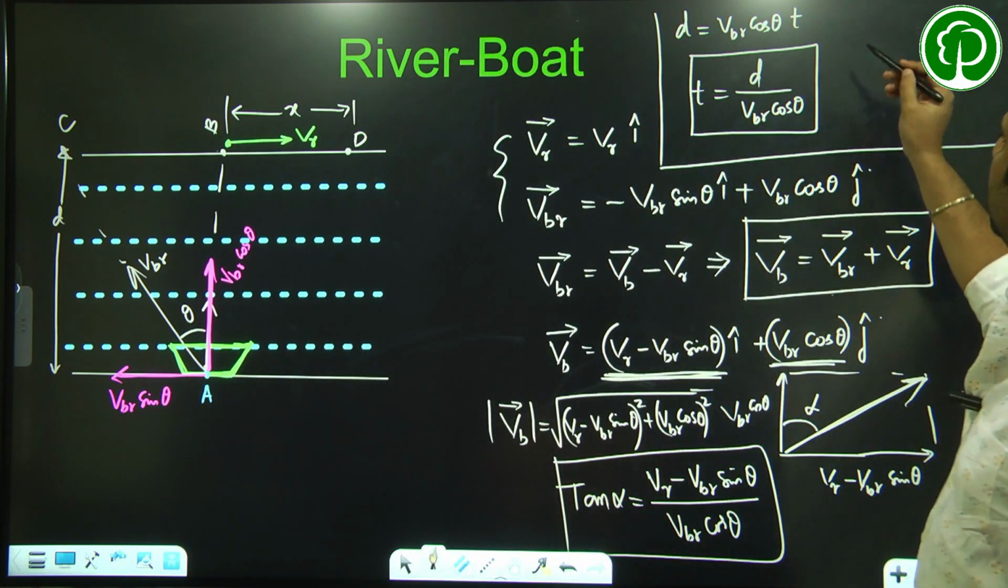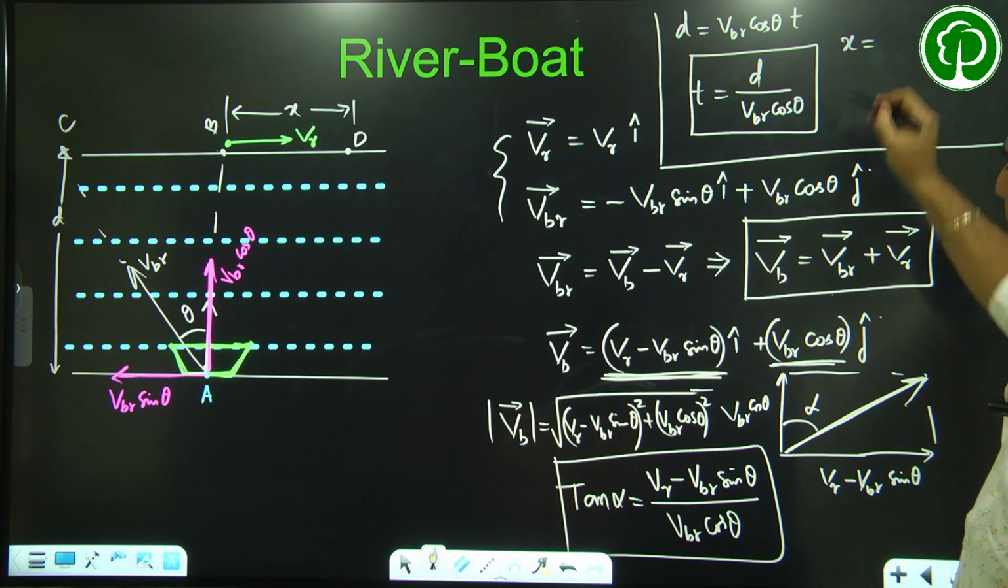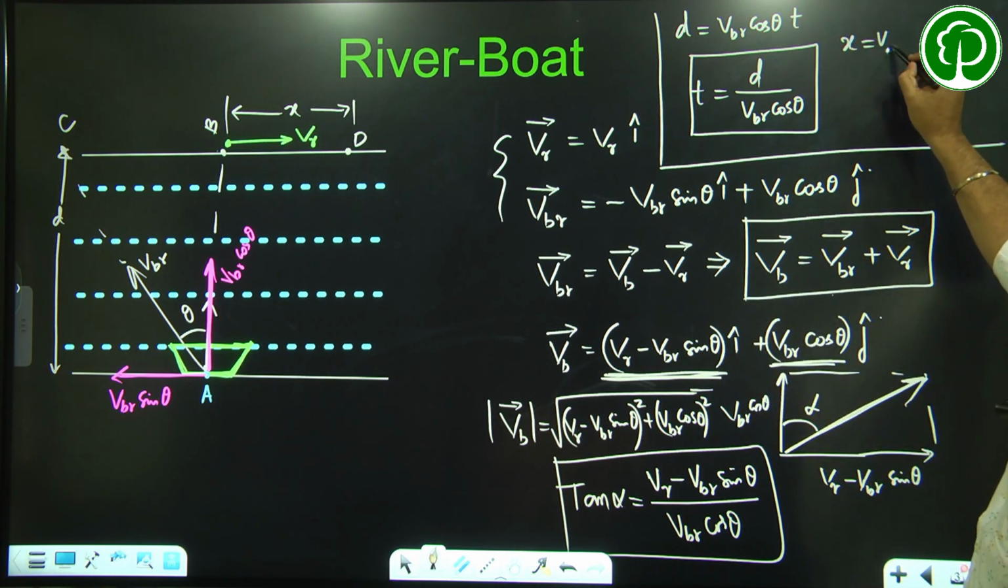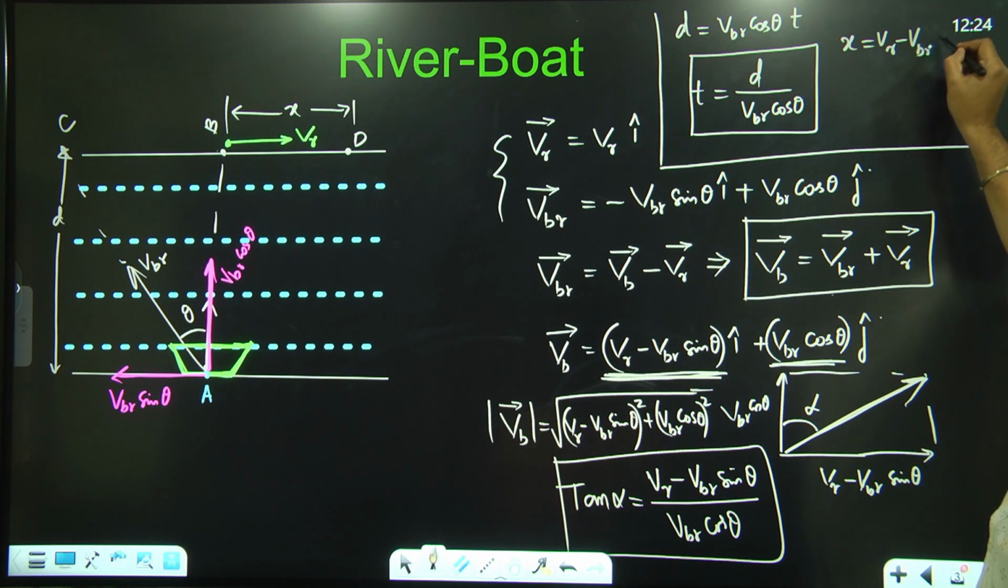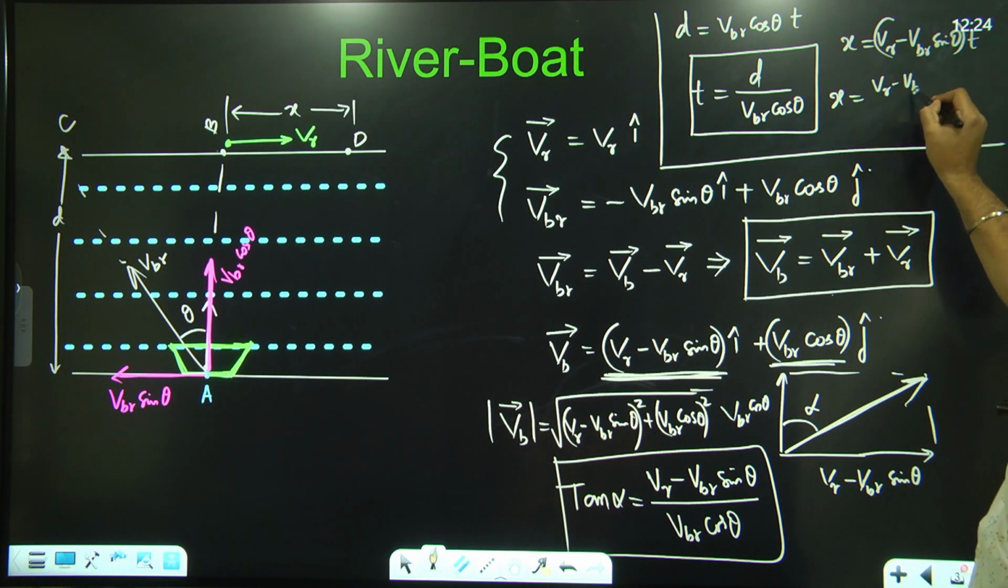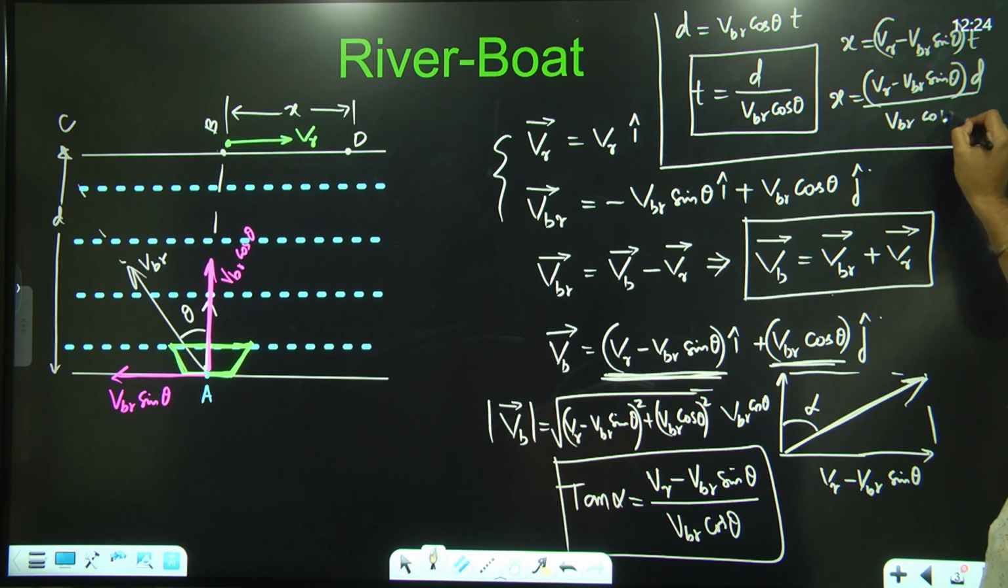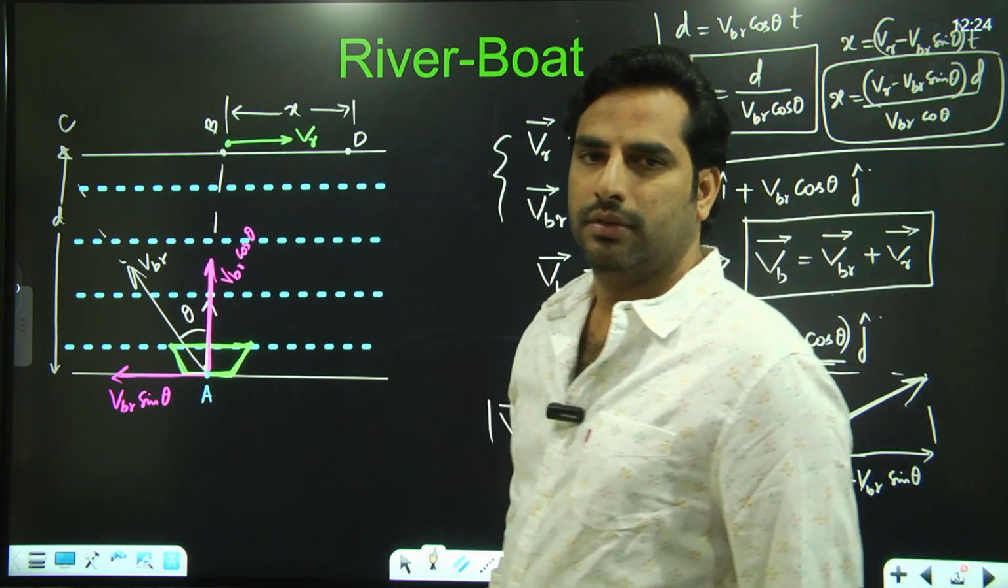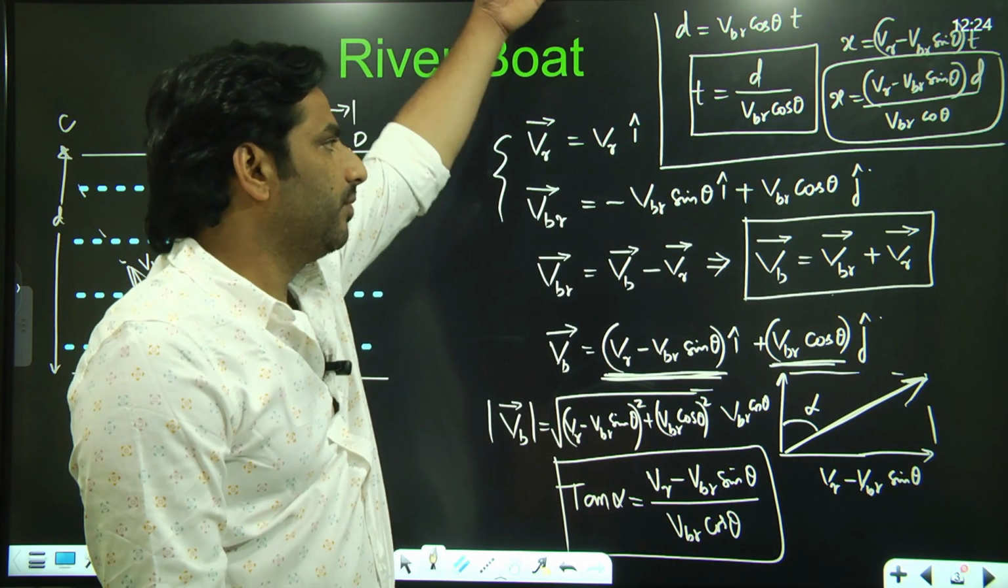Similarly, what is the horizontal drift? Horizontal drift is horizontal velocity, that is VR minus VBR sin theta, into t. So we know the time t. So x is (VR minus VBR sin theta) into d by VBR cos theta. So this is the horizontal drift of the boat.